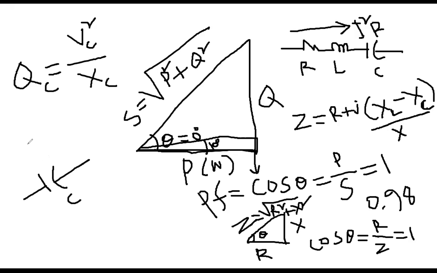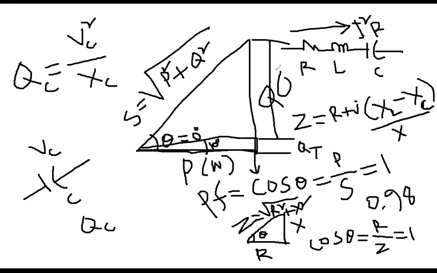What is the voltage across the capacitor? For example, that is VC. And if you know what is the QC, the reactive power, this means this amount, with the help of the capacitor that was shown in the previous problem, this is Q. This is QT. And then this amount from here to here was the QC that we showed in the previous problem.